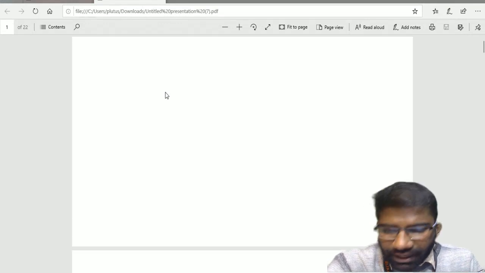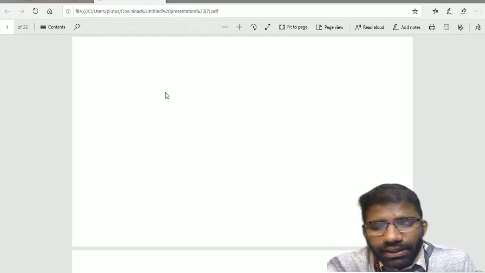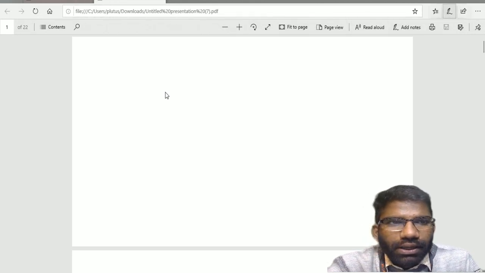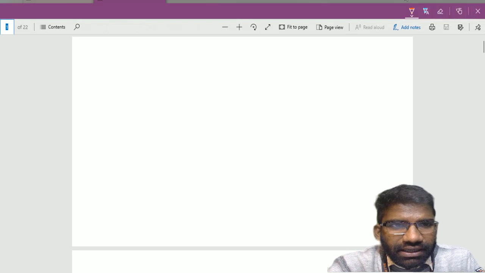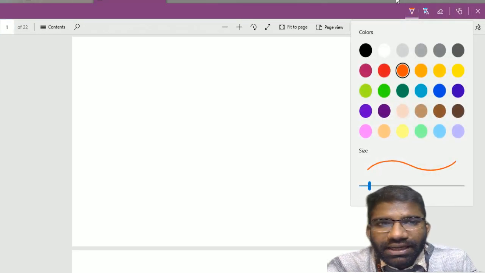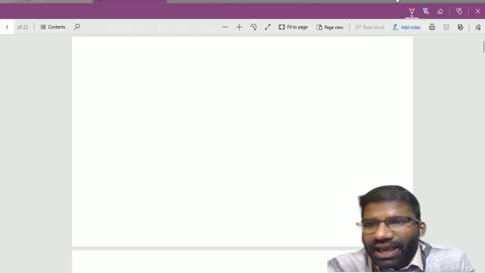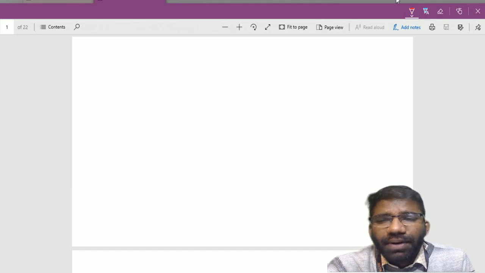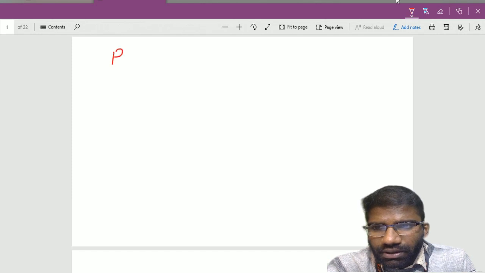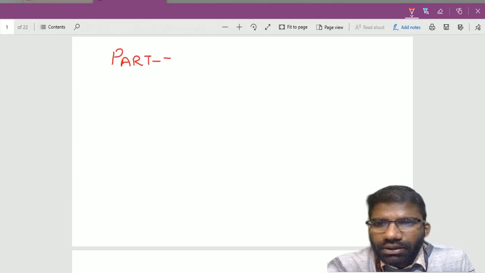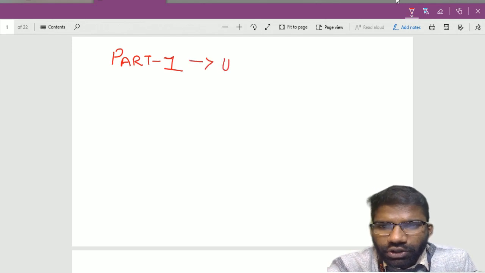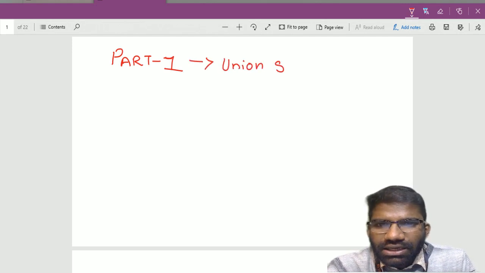Hi friends, in this class of Indian polity, we will discuss Part 1 of the Indian Constitution. Firstly, let us analyze how many parts the Indian Constitution majorly has, or while studying Indian polity, how many parts we can divide the Constitution into. Part 1 talks about the union and its territories.